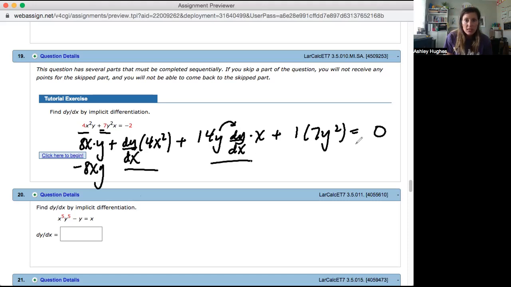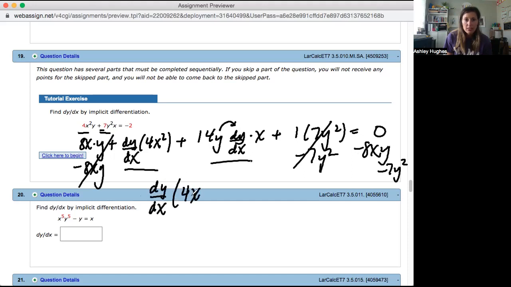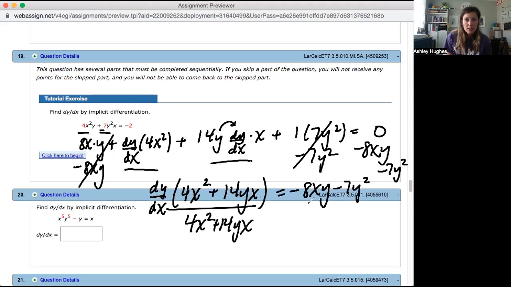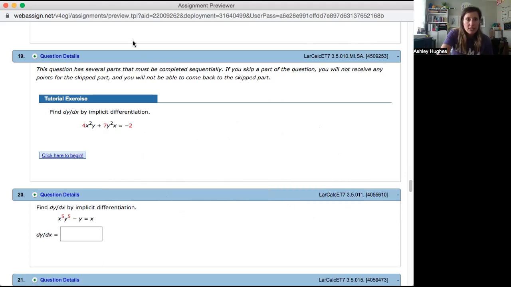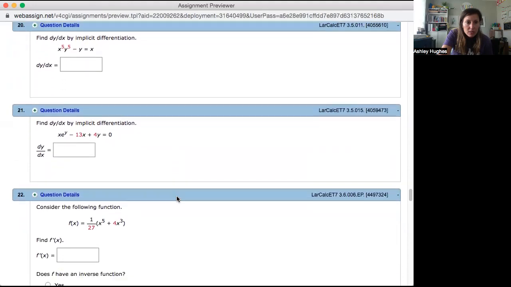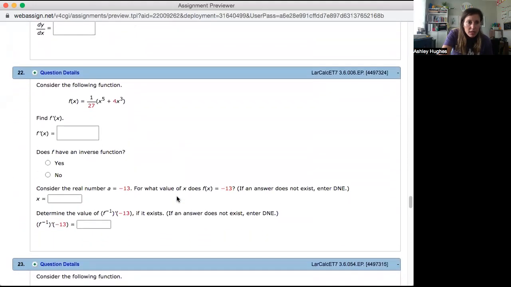So you're going to move the things that don't have dy/dx to the other side by subtracting or adding them over. Then you pull out dy/dx, and then you divide. I'm going to skip that one since it's similar. It's also similar. Find f prime.